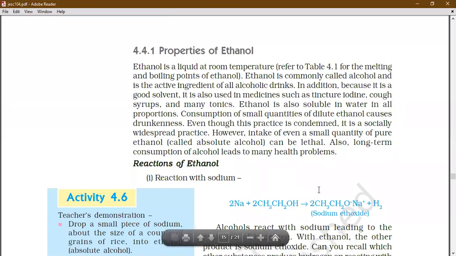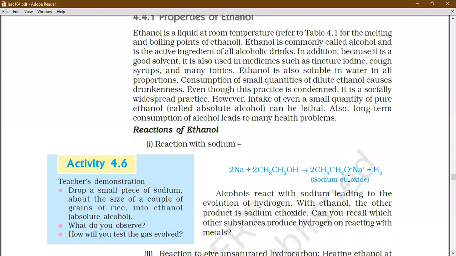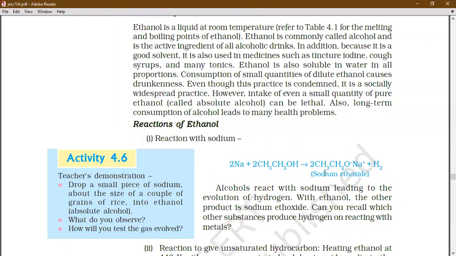Ethanol is a liquid at room temperature. Ethanol is commonly called alcohol and is the active ingredient of all alcoholic drinks. In addition, because it is a good solvent, it is also used in medicines such as tincture iodine, cough syrups, and many tonics. Ethanol is also soluble in water in all proportions.